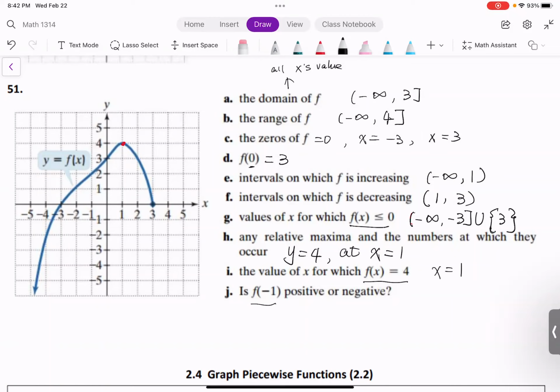So where is f of -1? On the x-axis, this is -1, so the point must be here. This point has a y value, f of -1, of 2. So that's a positive value. You can circle positive, or you can put a positive sign here. It's a positive solution. Okay, this is a short video.